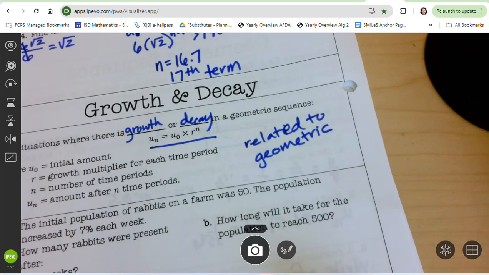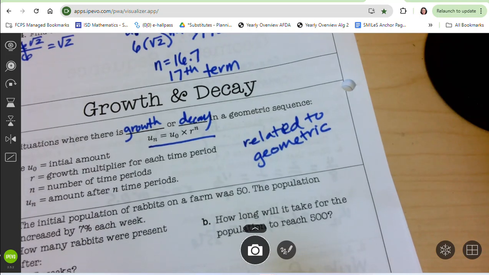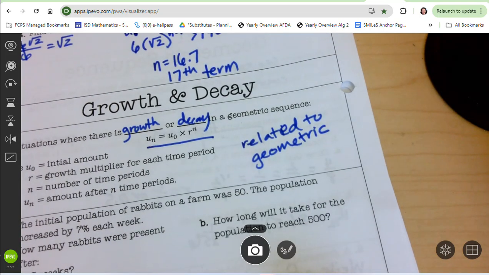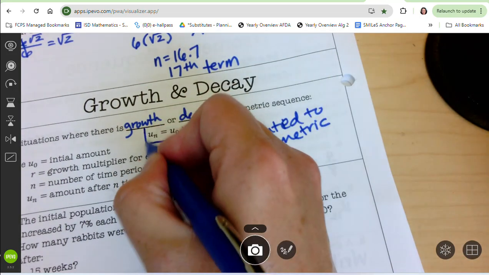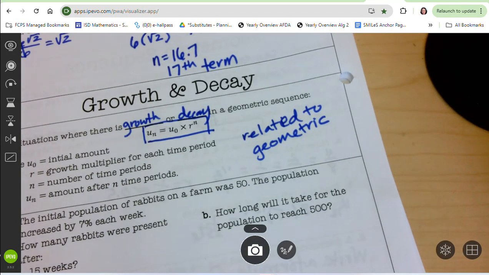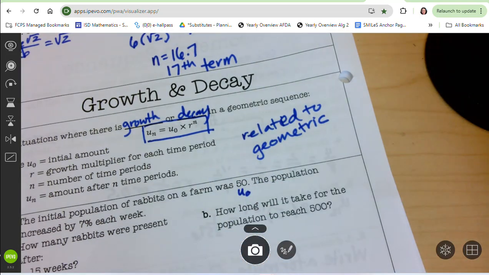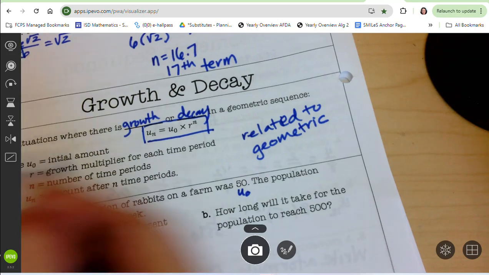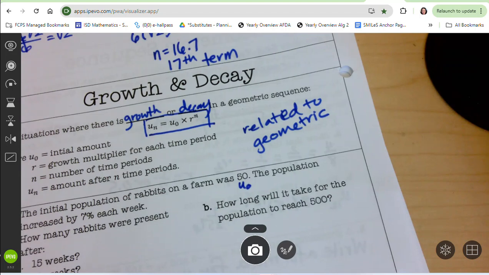Okay? We're going to do a problem like this, and you have some delta math assigned. Some of you have already started them. I don't know if I assigned the geometric one yet, but I will. And we're going to use this equation here for these. The initial population of the rabbits was 50, so that's my u sub 0. And the population increases by 7% each week. So 7% is not my r, but it's related to my r.